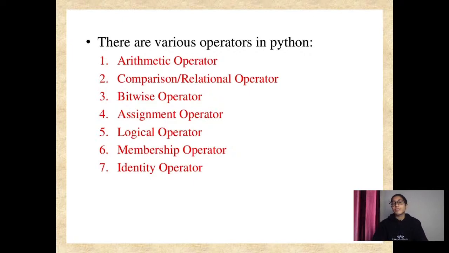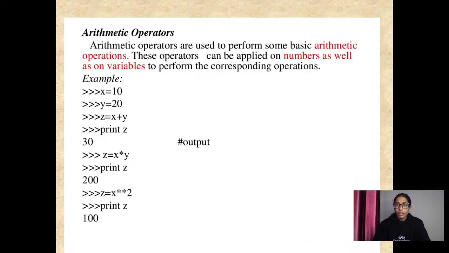Now these are the 7 various operators in Python we use, and even in digital electronics we also use a few of these operators. In the bitwise operator we have 2 classifications, that is right shift and left shift.